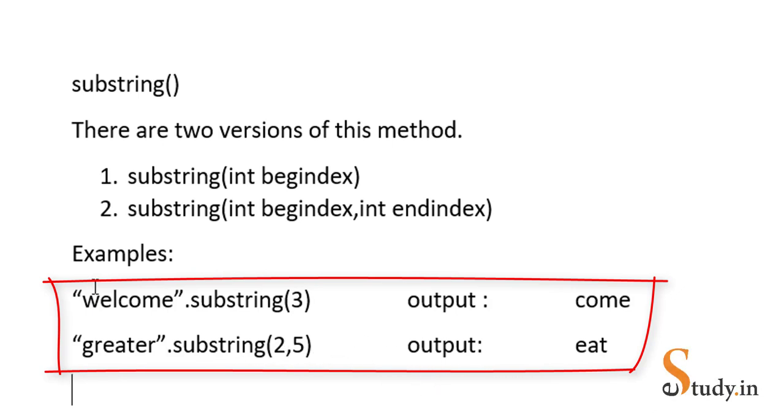So here let's understand what will be the output. Starting from the 2 position, what is at the second position? If you see, G is at 0 position, then 1 and 2. So at index 2 we have the letter E. Starting from the second position we have to go till the 4th position, because the 5th position will not be included. So 2nd, 3rd and 4th: E, A, T. This should be the output of this substring method. So this is how the substring method works.